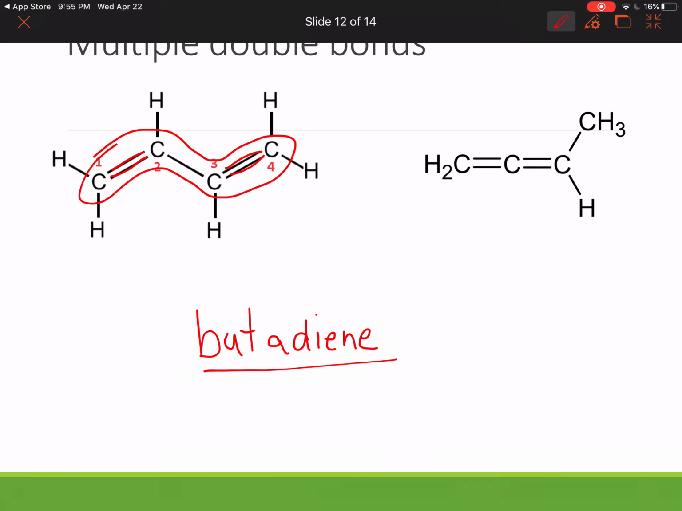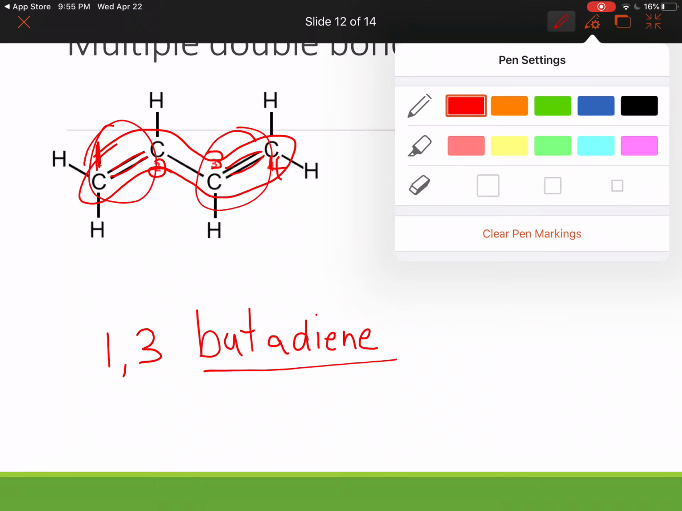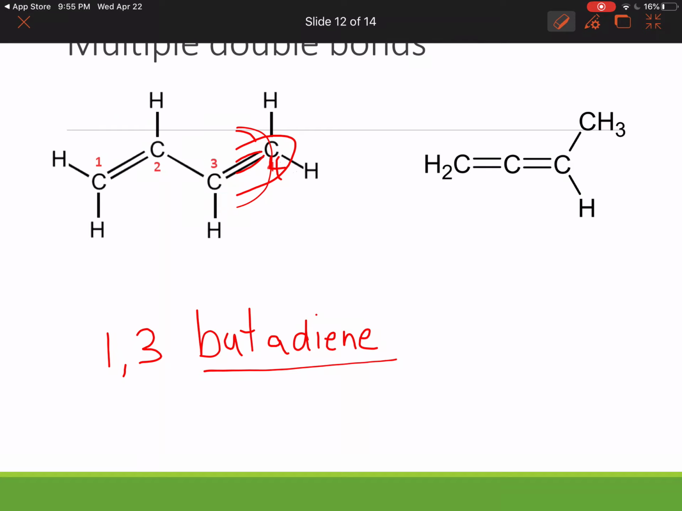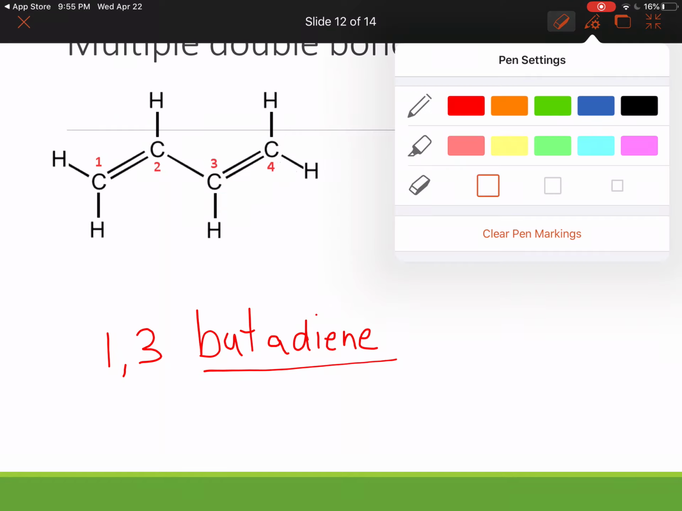All right, but we can't stop there because those double bonds can be anywhere on the chain. So we have to acknowledge what's happening. So they've actually numbered this already. So 1, 2, 3, 4. And so on carbon 1, there's a double bond. On carbon 3, there's a double bond. So that would be 1,3-butadiene.